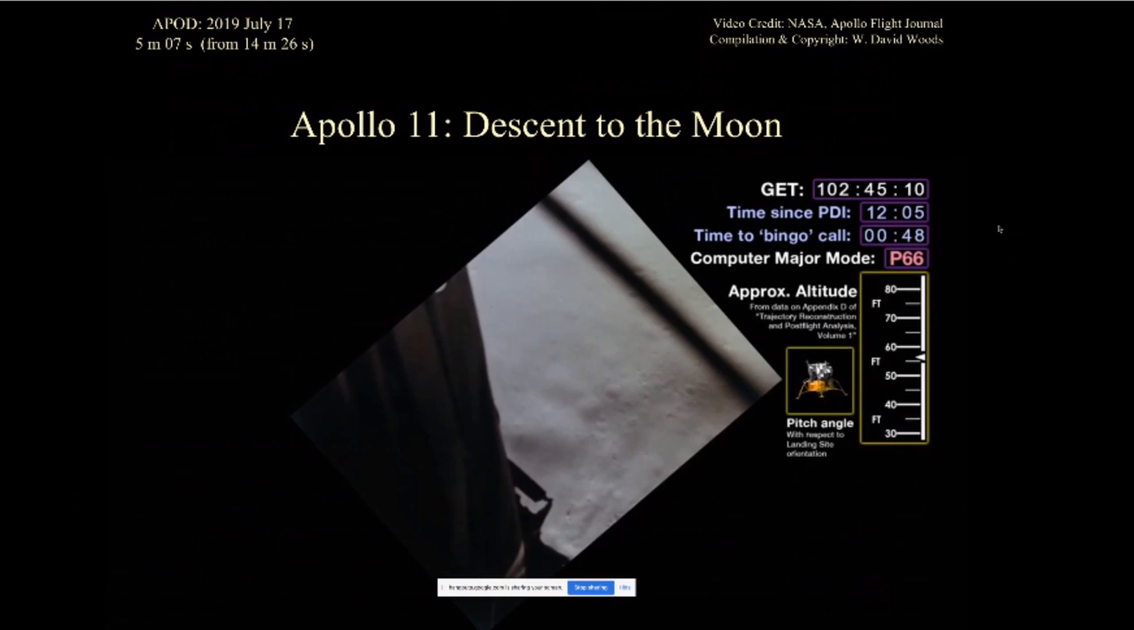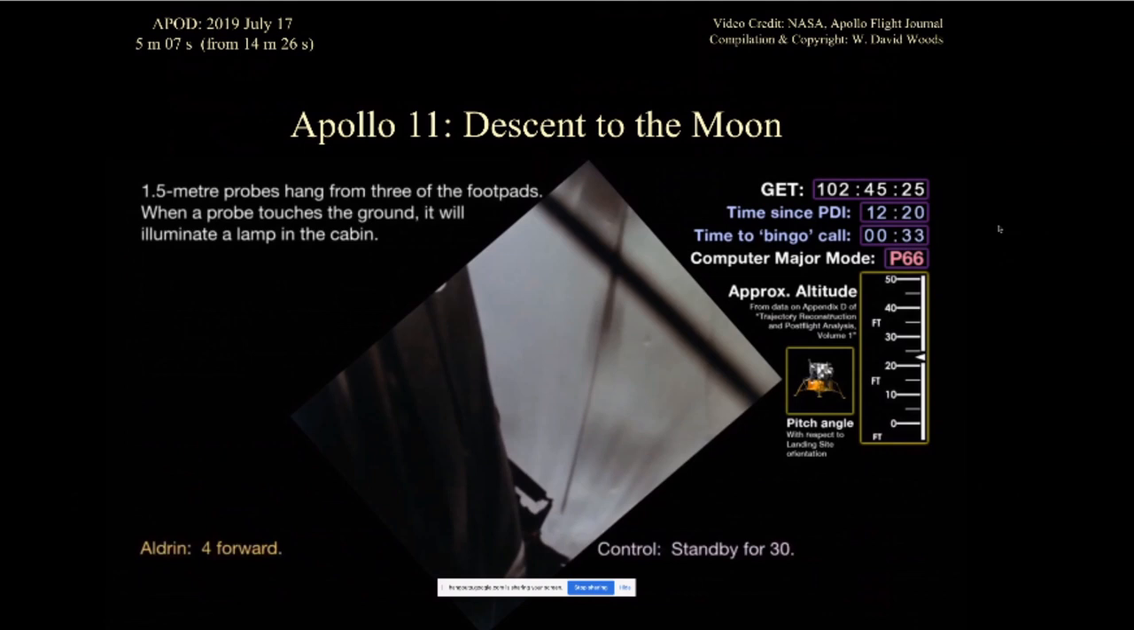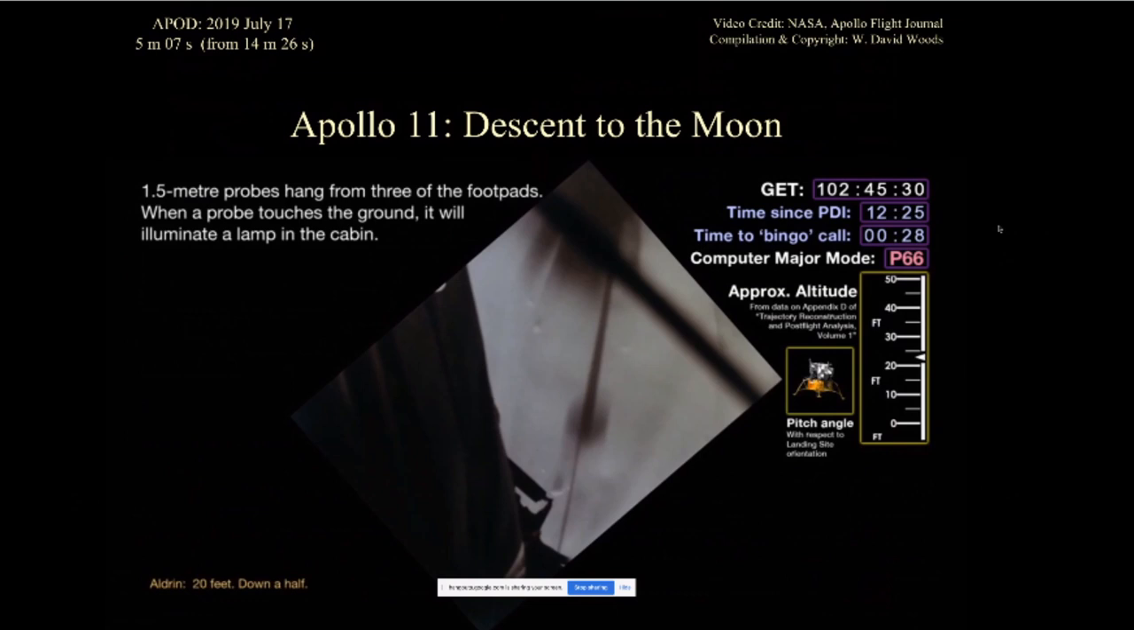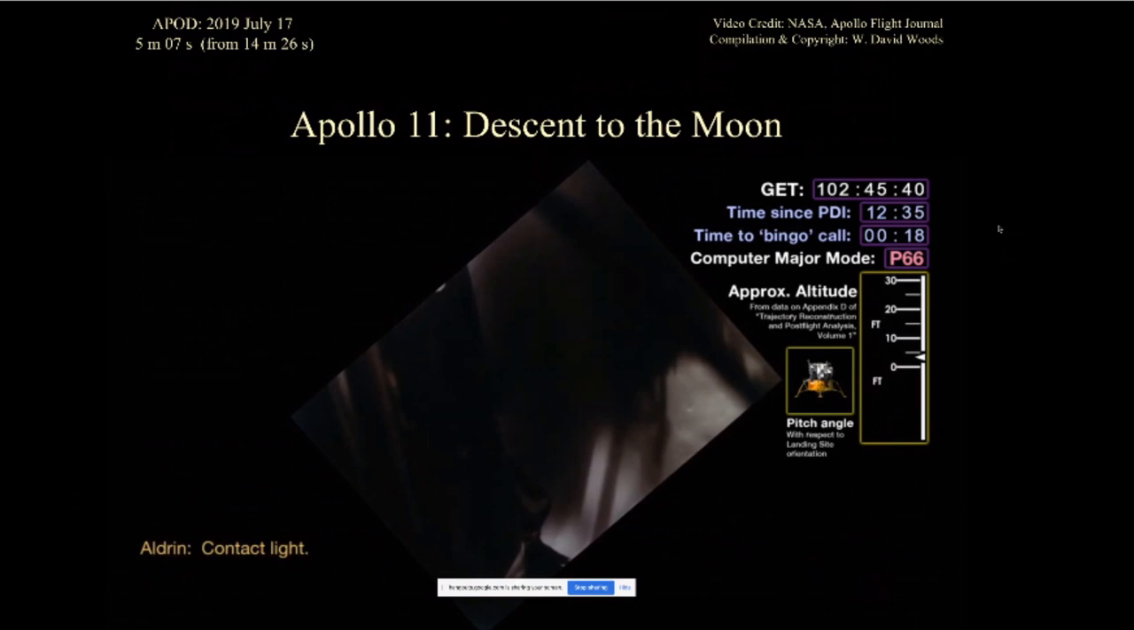Forward. 20 feet down, 2.5. Picking up some dust. 30 feet, 2.5 down. 30 feet off the surface. 35 seconds. Four forward, drifting to the right level. Aldrin's calling out numbers. 30 seconds. 30 seconds forward. Mission Control is concerned. 20 seconds to bingo call. Turn back right. Okay, they can't see the landing site.